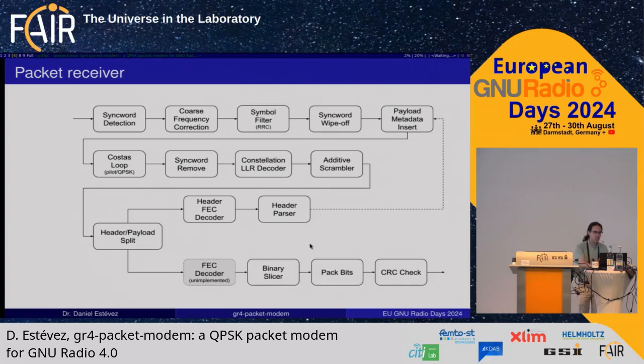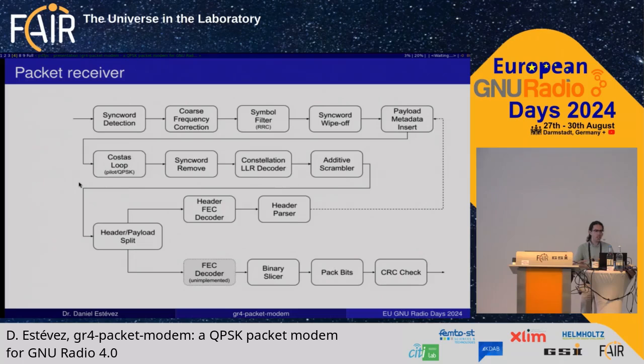And once the header is decoded, we have this header parser, which is interpreting the information in the header, making a message with packet length, modulation, packet type, whatever, and sending it back to the payload metadata insert, which is blocking. It's not sending any of the payload symbols downstream, but when the message comes here, then it can add the tag onto the output stream and begin sending the packet payload. So that's how it works.